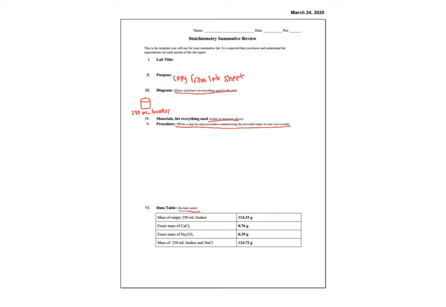Procedure is a step-by-step procedure summarizing the steps in your own words. So if we look back at that sheet, it has the procedure. You are using that as your guide, but you're putting it in your own words. And then data. Notice there's numbers filled in already for you. We are actually going to fill in our own numbers today because I'm going to do the lab for you in my kitchen. So you can ignore those given numbers for this summative review lab.